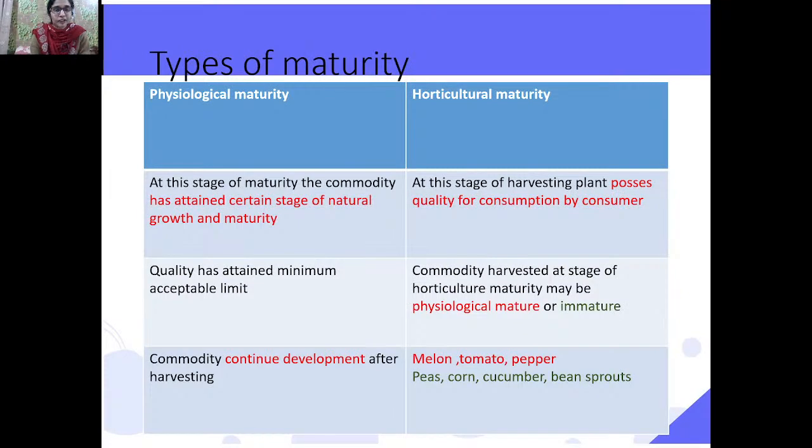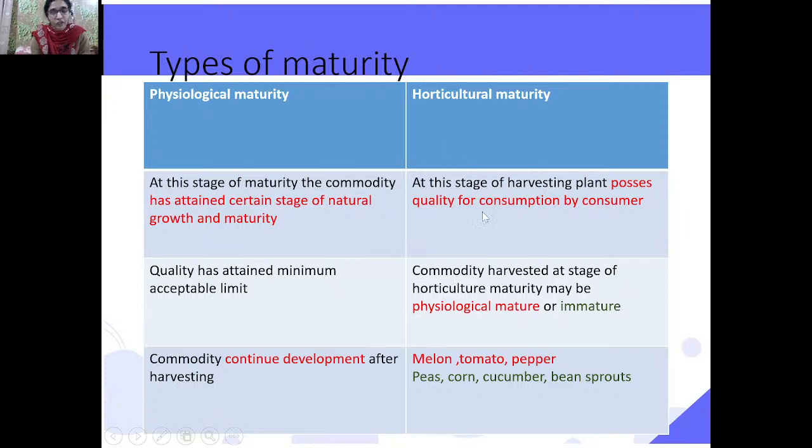Then the different types of maturity are there: physiological maturity and horticultural maturity. Physiological maturity means your commodity has attained that particular stage of natural growth, or is near to maturity. Horticultural maturity will tell you that at this particular stage your fruit or vegetable is edible for the customer, for the consumer, right? Physiological maturity, again, means it has attained some minimal acceptable limit.